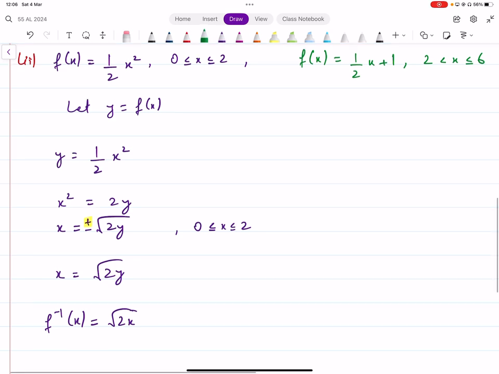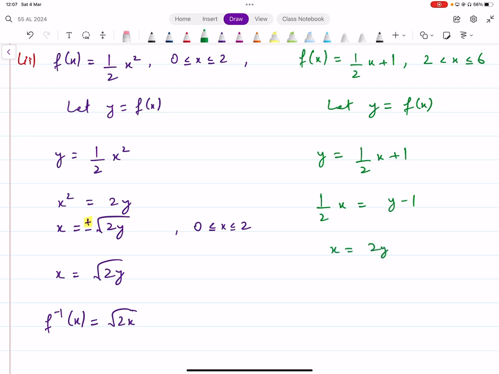Do the same thing for the other function. Let y equals f of x. That gives you y equal to half x plus 1. Make x the subject. Half x equals y minus 1. X equals 2y minus 2. And then f inverse of x equals 2x minus 2. This is the other part of the graph. Alright? ये आपके दोनों इनवर्स पार्ट के पार्ट्स आ गए.